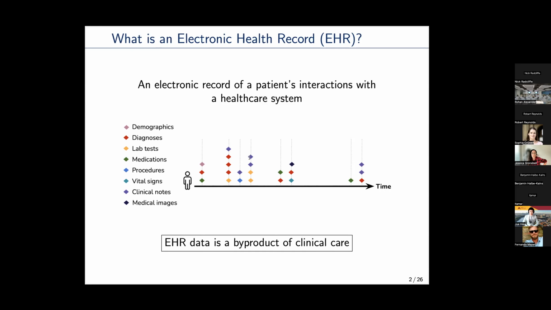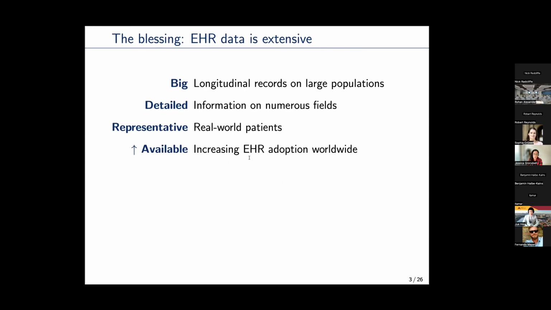And so when we think about using this data for research, the key thing we want to keep in mind is that the data is a byproduct of clinical care. And so to be optimistic, that means that EHR data is really extensive. Like I just showed you, for each patient, we have a longitudinal record, and at each encounter, we have information on numerous fields. And typically within a health system, we'll have hundreds of thousands of patients.